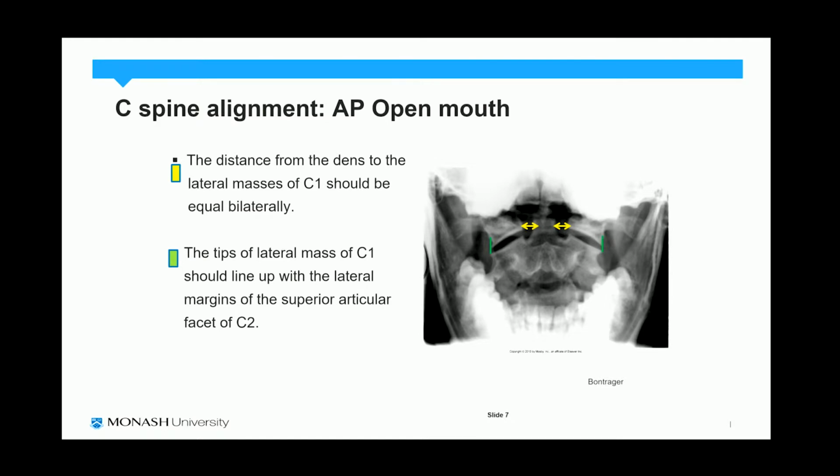The open mouth view is very important to check for fractures of C1 or C2. So our yellow lines here indicate the distance between the dens and the lateral masses of C1, and they should be roughly equal. And the green line indicates the tips of the lateral masses of C1, and these should line up with the margins of the superior articular facets of C2.